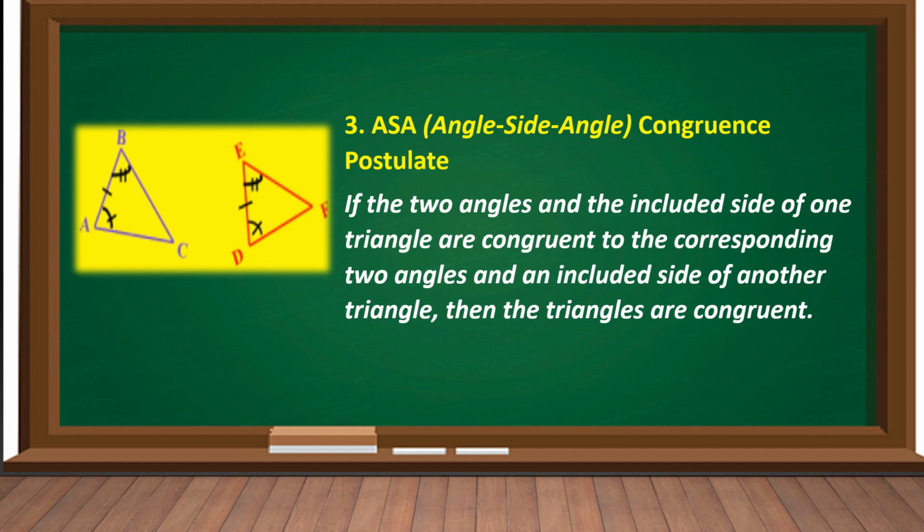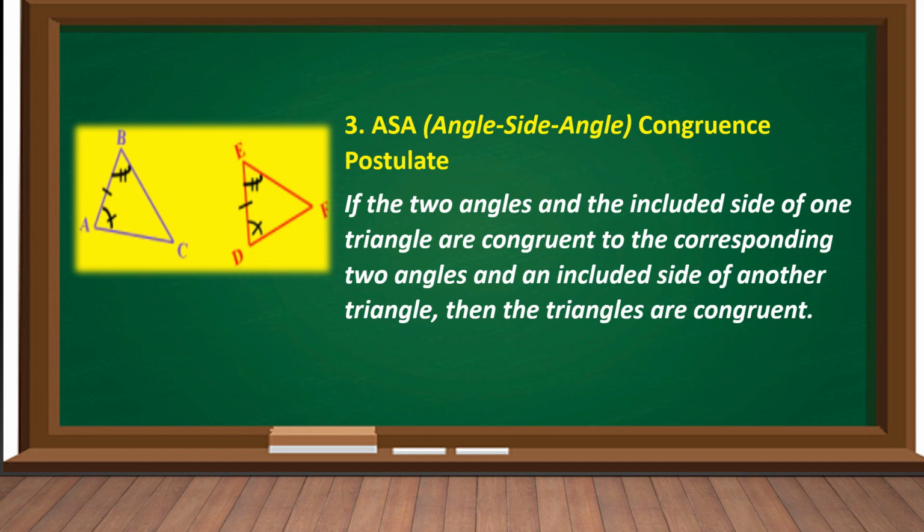This congruence postulate is defined by the statement: if the two angles and the included side of one triangle are congruent to the corresponding two angles and the included side of another triangle, then the triangles are congruent. So what are involved here are the two angles and the included side of one triangle and the other triangle.